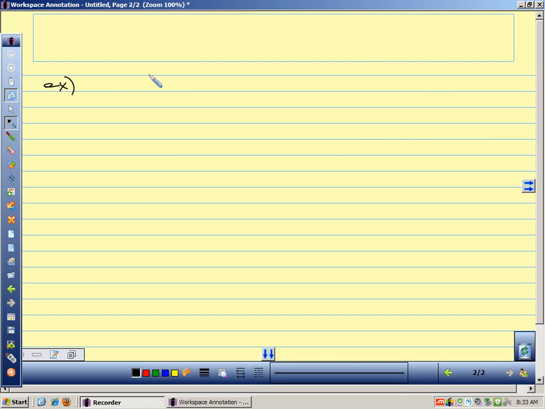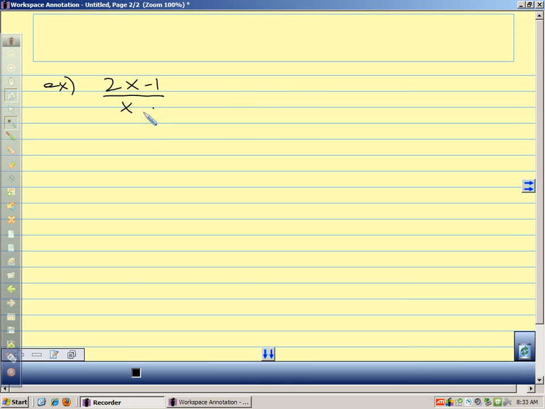We're going to add a fraction this time. 2x minus 1 over x plus 3 plus 1 minus x over x plus 3. And we want to simplify this. So in order to add fractions, we have to have what? Common denominator. Do we have a common denominator here?